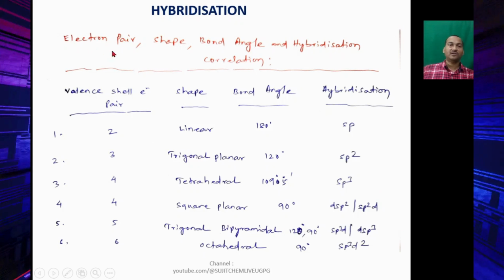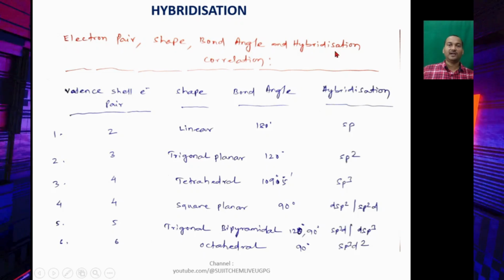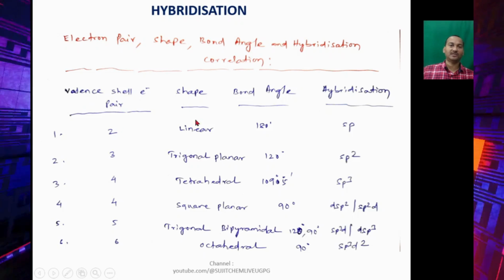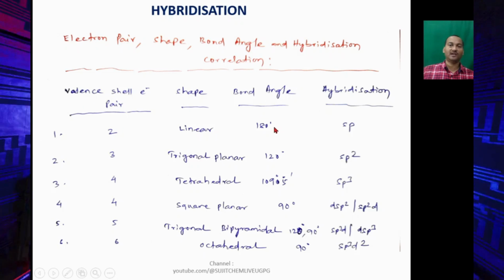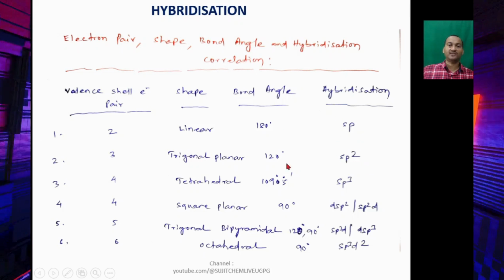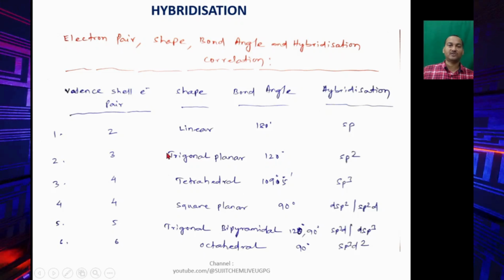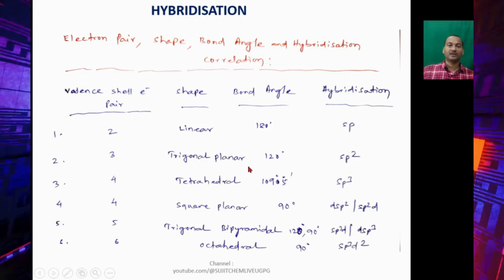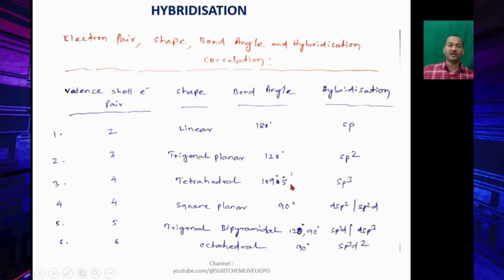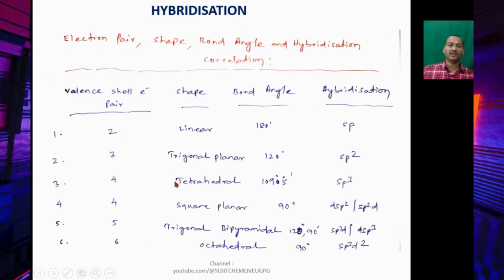So let's talk about the electron pair, shape, bond angle and hybridization correlation. If the valence shell electron pair is 2, the shape will be linear, bond angle 180 and hybridization is sp. Similarly, if you have sp2 hybridization, bond angle will be 120 and structure will be trigonal planar. And if it is sp3, then bond angle will be 109.28 minute and it will be tetrahedral.